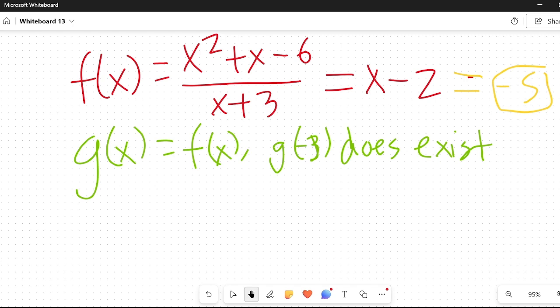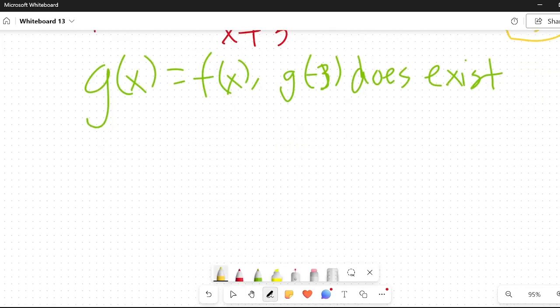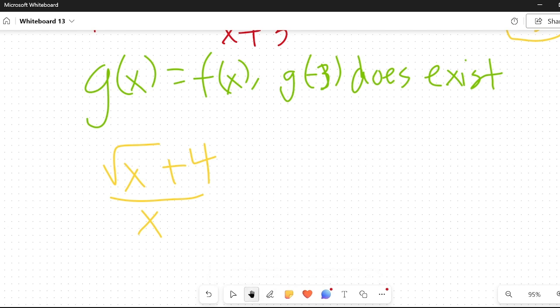So, for instance, if we're looking at a function like root x over 4 over x, if we multiply the numerator and denominator by, or actually no, we don't.